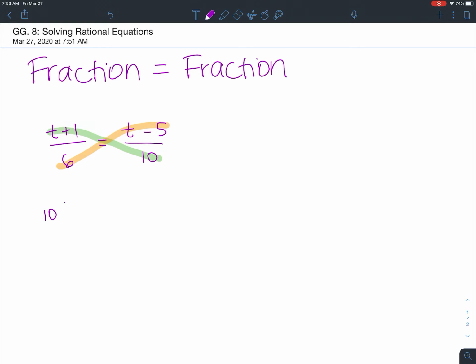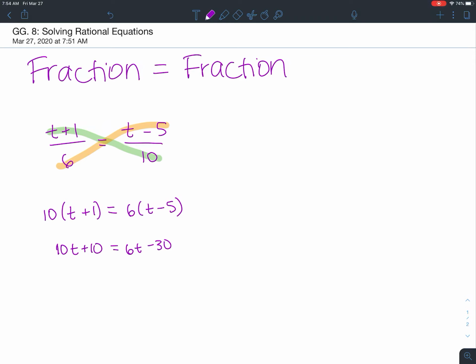I'm going to write it as 10 times t plus 1, and that equal sign is still going to stay right between them because we still have an equation, we still need them to be equal. And then 6 times t minus 5. What does the left side distribute to? 10t plus 10. And what does the right side become? 6t minus 30.